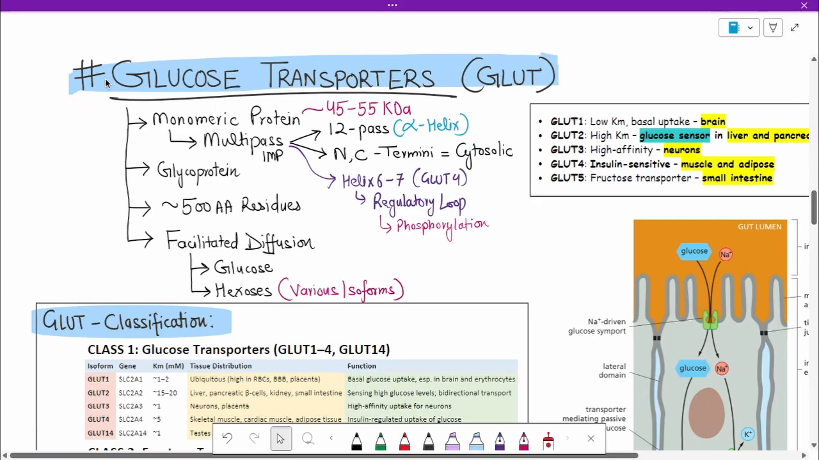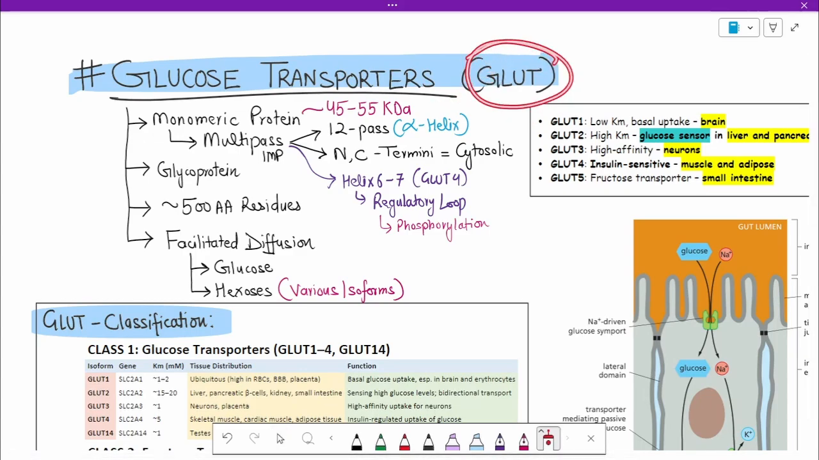Glucose transporters are abbreviated as GLUT transporters. What is the nature of these transporters? They are glycoproteins, monomeric proteins with a molecular weight of 45 to 55 kilodaltons, and the important thing to remember is they are 12 pass receptors. They span the plasma membrane 12 times, and the nature of these spans is alpha helix.